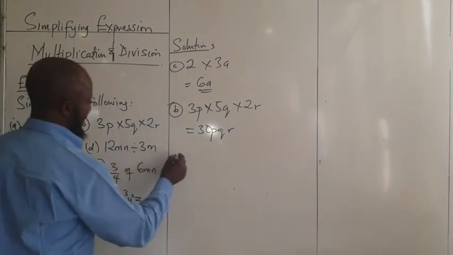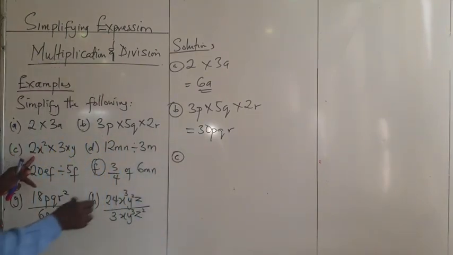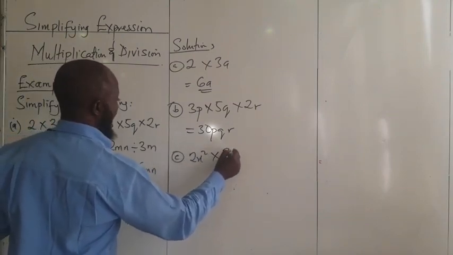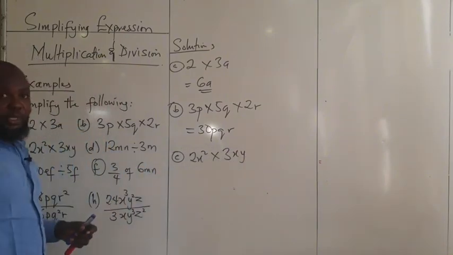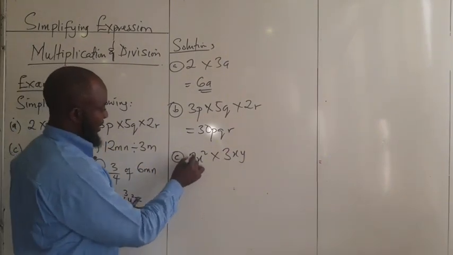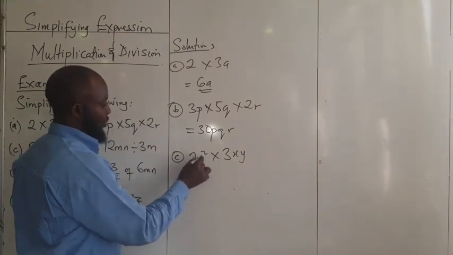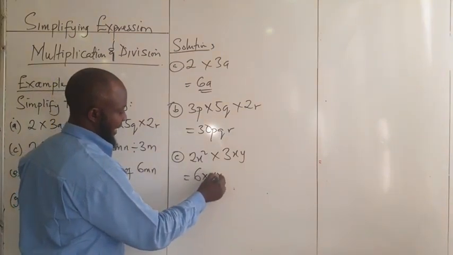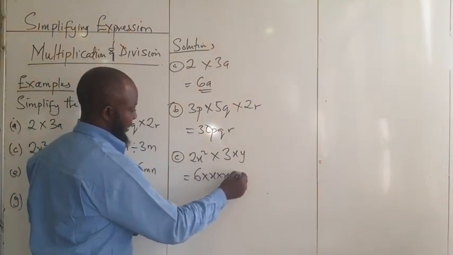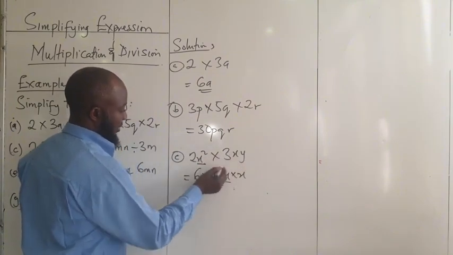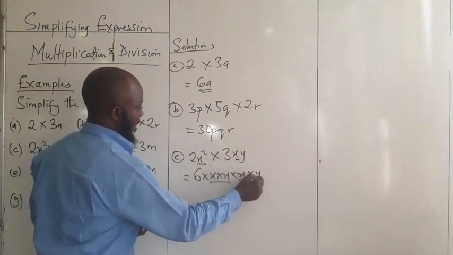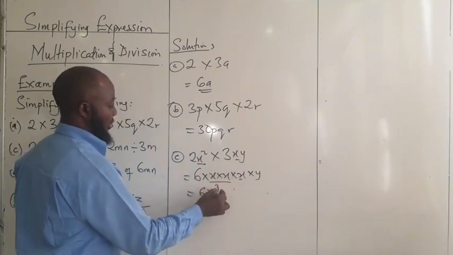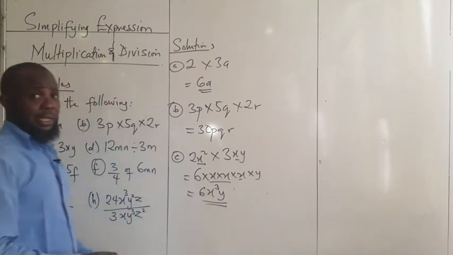Then for the third one, C, we have 2x squared multiplied by 3xy. So the same thing will apply here. What this means is that 2 times 3 is 6. So x squared times x. We want to break x squared down. It means x times x, then times x. This x squared is this, this x is this. Then times 1. So this will then give us 6x cubed y. I hope this is very clear.